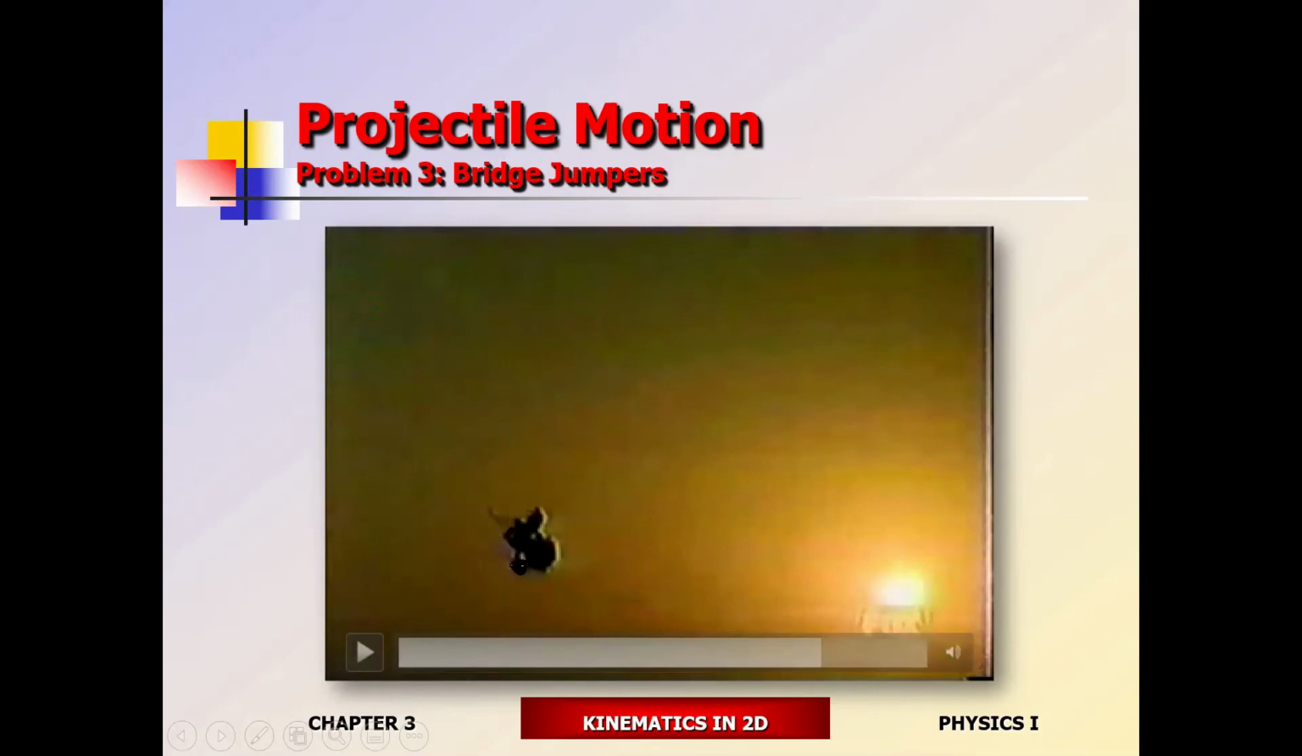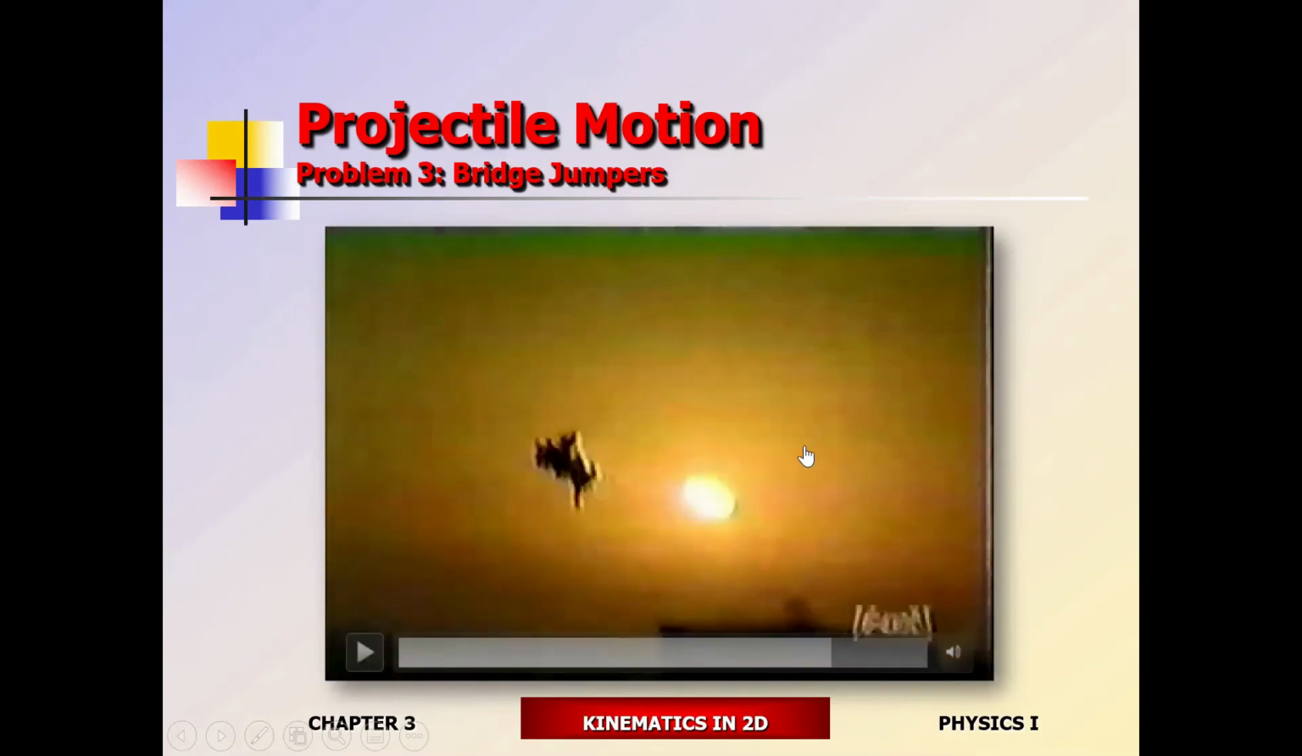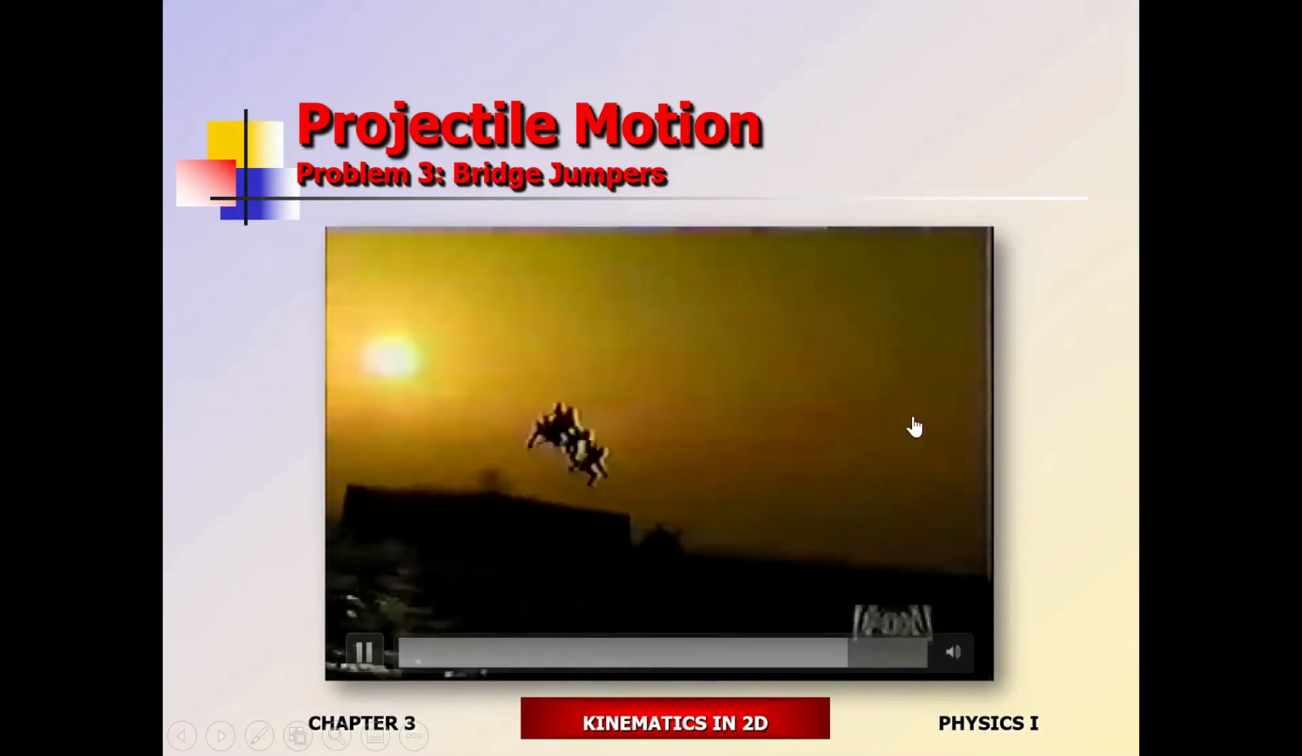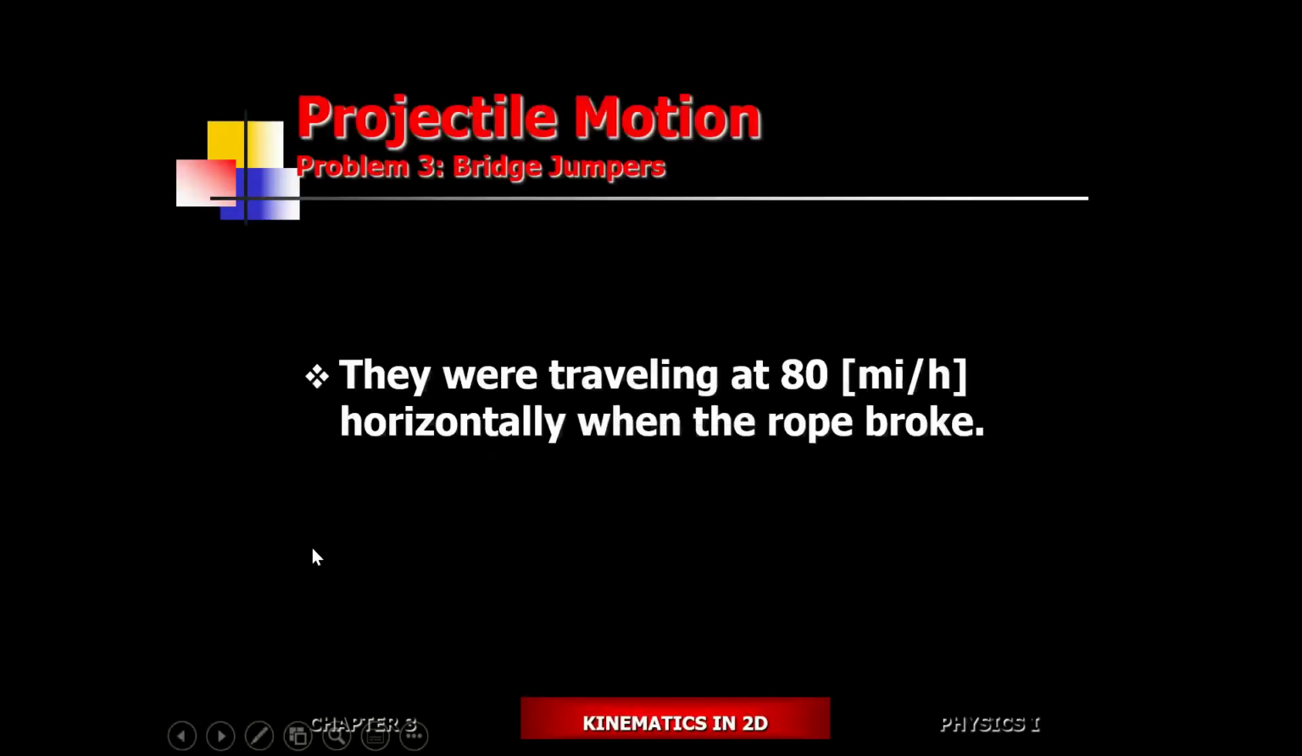Now it's sideways projectile motion. Initial horizontal speed is 80. As these guys are falling vertically, a distance of 70 feet. Okay, so it's exactly identical to the previous example problem. They're moving at the same speed at 80 miles per hour on the horizontal as they're falling in the vertical direction, a distance of 70 feet.